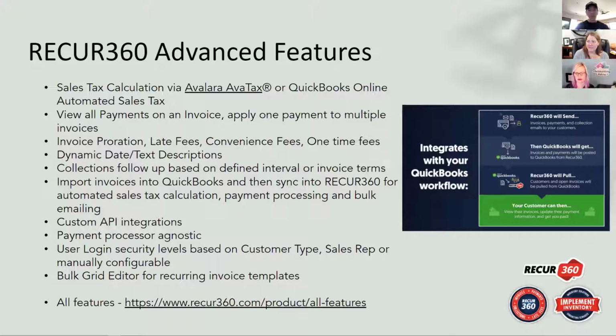When setting up recurring invoices in QuickBooks, you can't have line items that disappear after the first time they run. You have to run it, then go back and edit it. So we have one-time fees that after it runs, they disappear. You can pop in dynamic date and text descriptions, not only in the line item, but in the customer memo, that's driven by the date of the transaction. You don't get that in QuickBooks.